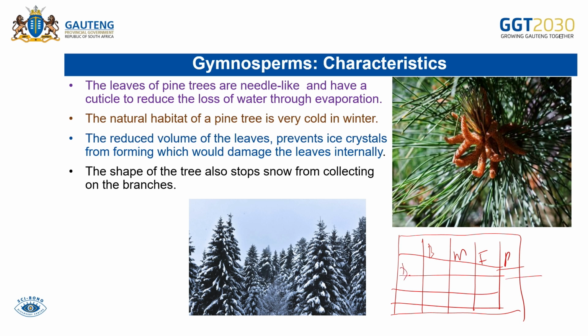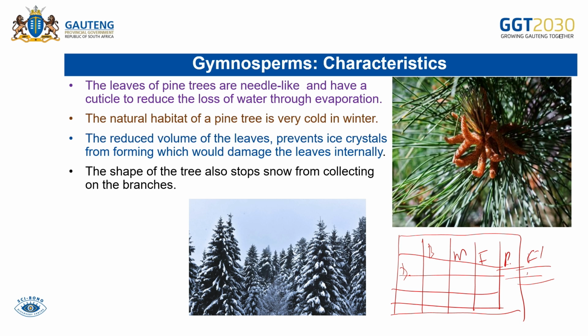Then you'll put division, then you'll put, for example, bread mold, it's a fungus, mycophyta. And then this one here is going to be your moss, bryophyta. Ferns is going to be your pteridophyta. Pine trees is going to be your gymnosperms. And then we're going to go to your flowering plant, which is going to be your angiosperms.